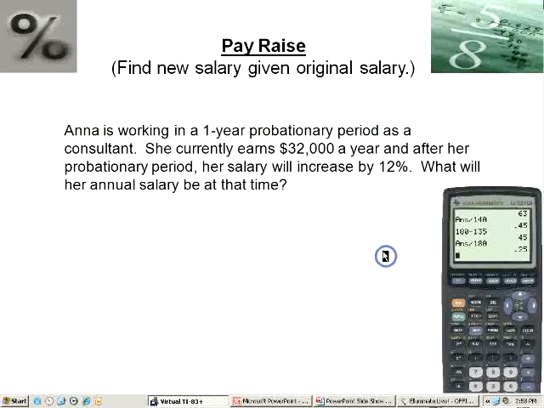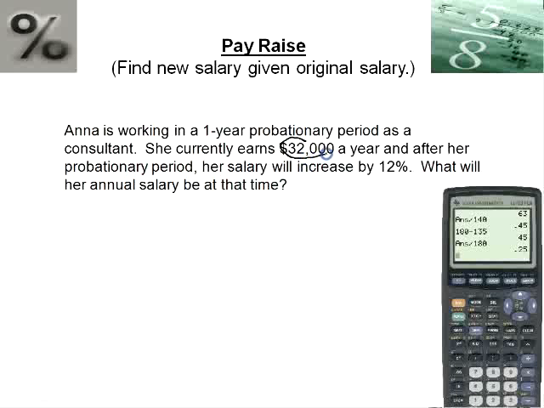Anna is working in a one-year probationary period as a consultant. She currently earns $32,000 a year, and after her probationary period, her salary will increase by 12%. What will her annual salary be at that time? So we know her original salary, and we're trying to find her new salary after the raise. First, I'm going to find the raise. Her raise is 12% of her original salary.